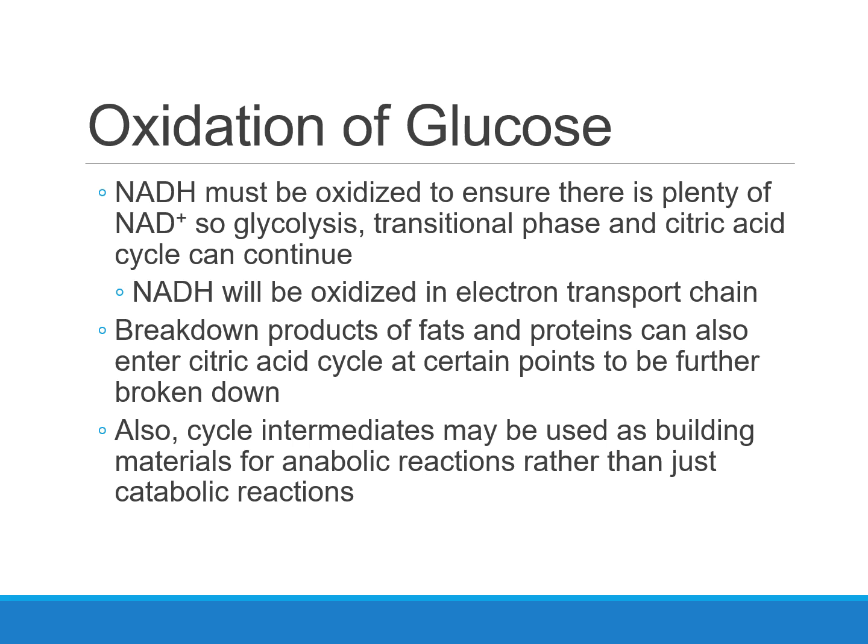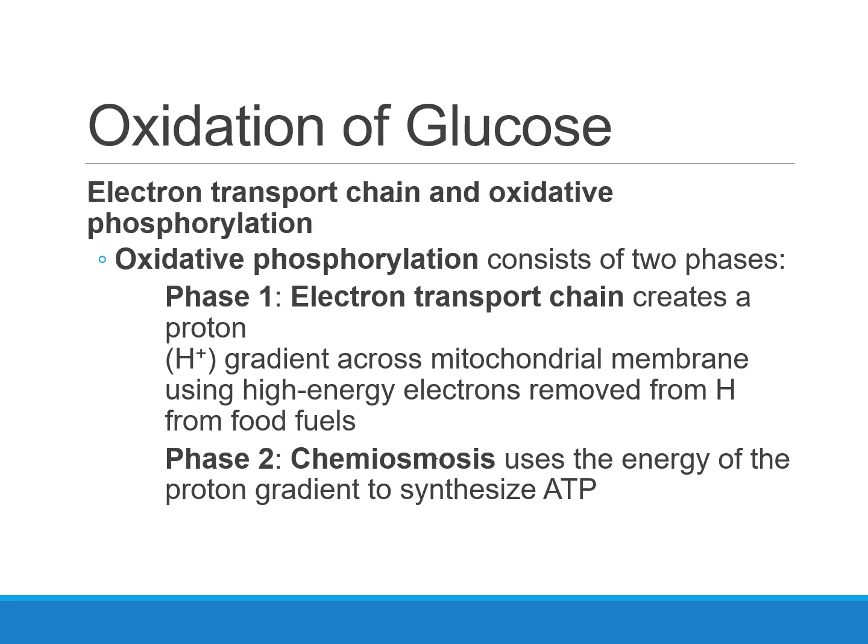The breakdown products of fat. So this was what we do if we have glucose, but what if we are breaking down fat or proteins instead? They enter in during the citric acid cycle. They don't go through glycolysis because they're not glucose, but they enter at this particular point and they can be broken down and used. There are some cell intermediates that can be used as building materials for anabolic reactions rather than just catabolic reactions at this point too.